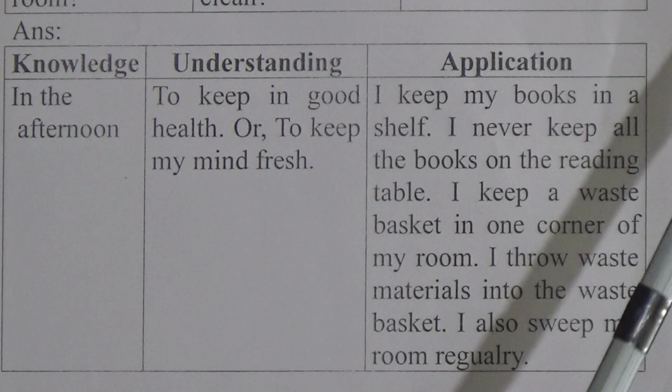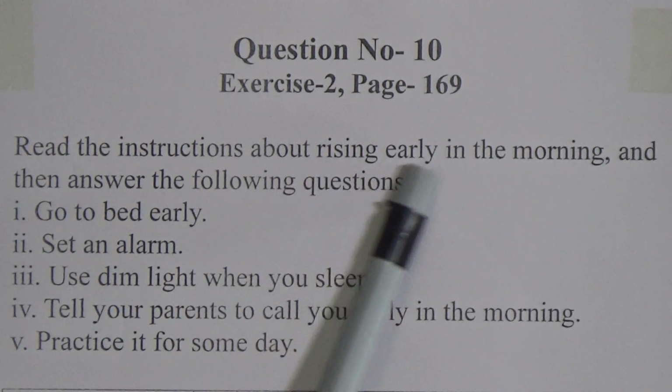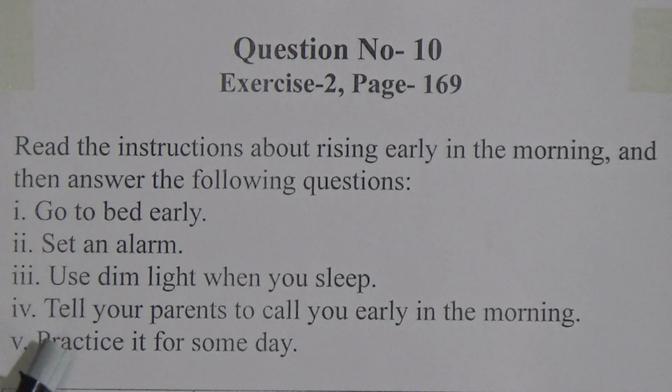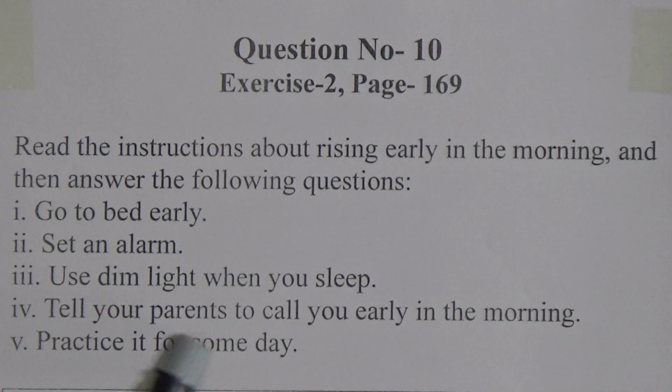Now we will learn the same question number 10, exercise number 2. It is page number 169. Read the instructions about rising early in the morning and then answer the following questions. So look, 5 instructions: go to bed early, set an alarm, use dim light when you sleep, tell your parents to call you early in the morning, practice it for some days. Knowledge based, understanding based, application based, you are already familiar with this. Now, 1, when do you get up from bed? Why should you use dim light when you sleep? How do you get up early in the morning?